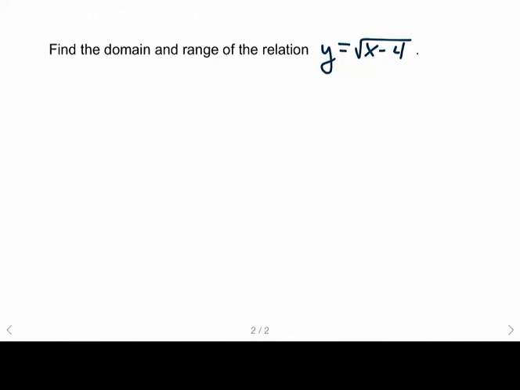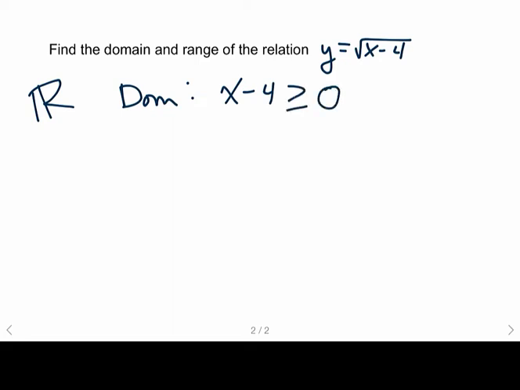Find the domain and range of the relation y equals the square root of x minus 4. We want to consider this in the context of real numbers, and as such, we don't want any imaginary numbers, and so, as you may recall, the radicand of a square root cannot be negative if we are to stay in the real numbers. So, for the domain, we want to consider values such that x minus 4 is greater than or equal to 0.